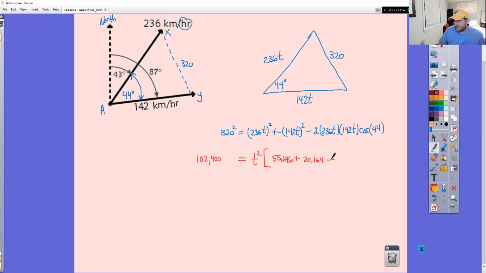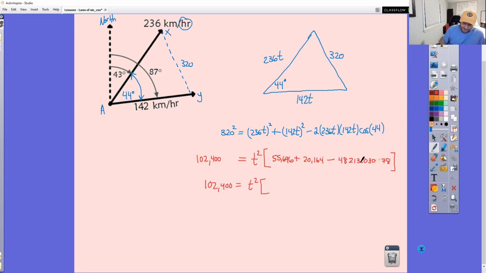I'm getting that to be 48,213.08078. Sorry, 03078. Oh no. Okay, 03078. There's no 8 here. It's just 03078. Okay. But so that's going to be the 102,400 equals t squared times the whole bracket. And then just figure out what all that garbage is.